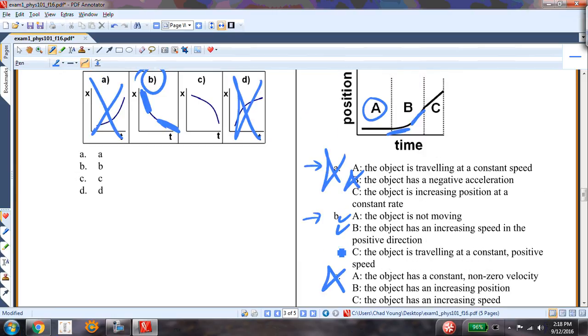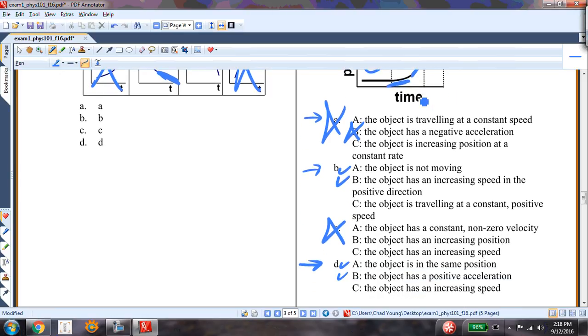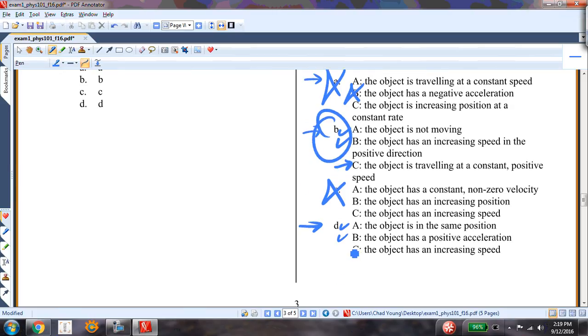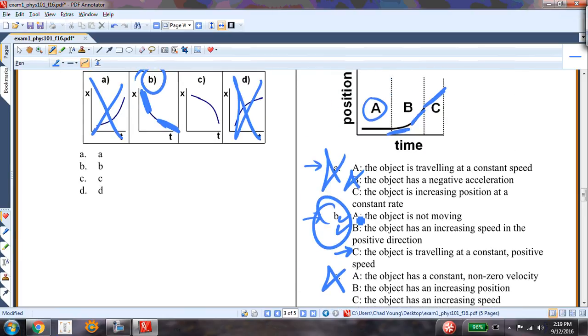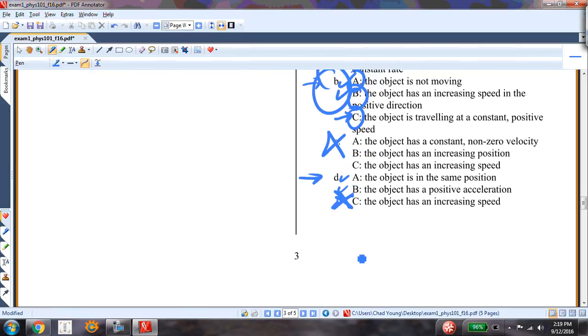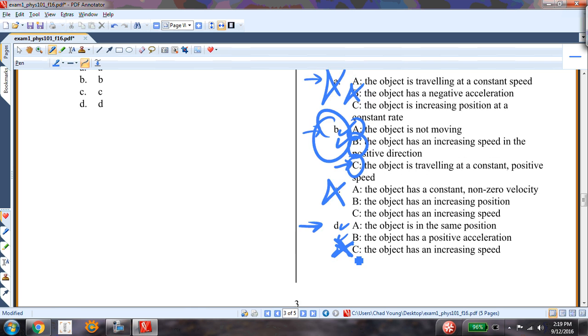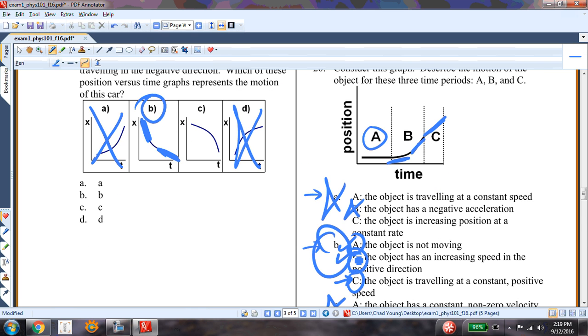Let's look at C. What is it doing in C? It has a constant non-zero speed here. The slope is not changing. It has a constant velocity. Constant positive speed. It looks like B is right, but let's look at D. It has an increasing speed. Not D. So the answer has to be B. It's not moving. It has an increasing speed in the positive direction, and it's traveling at a constant positive speed. So that was 20, B.